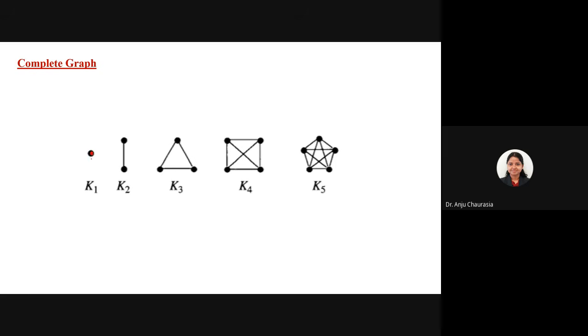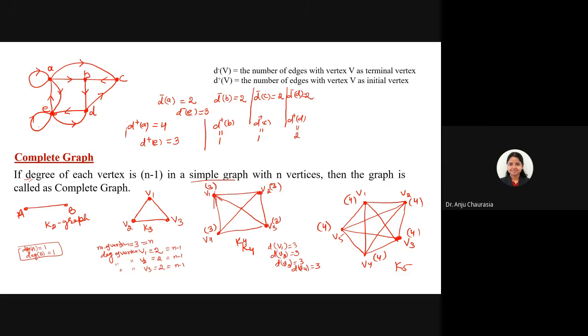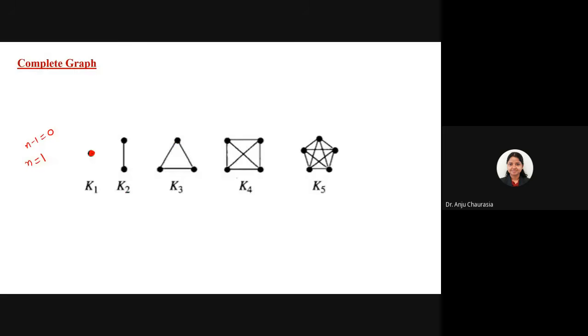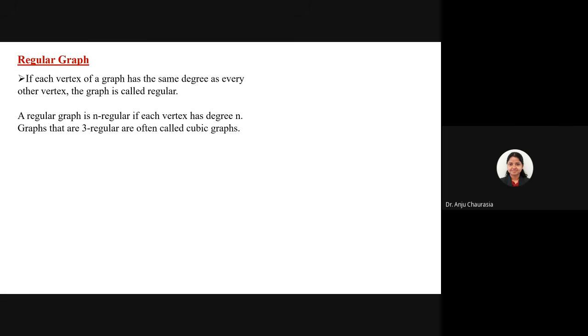Degree of this K1. How many vertices? Vertex one, equal to 1, and n minus 1 means 0 here. So degree of this is 0, and its name is K1. Is it okay everyone? K2, K3, K4, K5. I was trying here to make K5. So that is the concept of complete graph. At least note down the word complete graph, everyone. And if the topic is clear, I will upload the video.